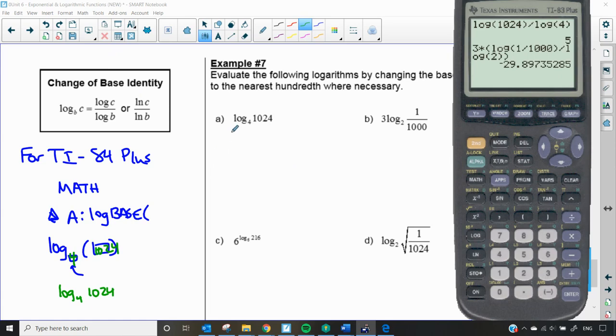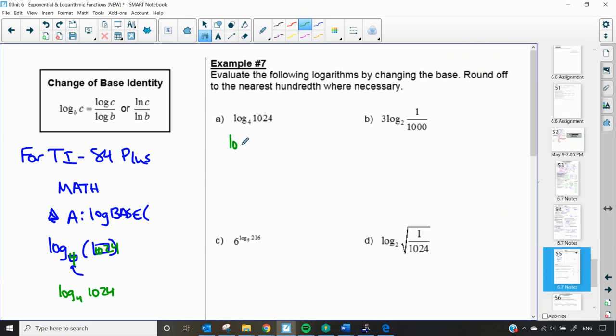All right, so let's write those in here. So for the first one here, we went log of 1024 divided by log of 4, and we got 5. For this one here, we went 3 times log of 1 over 1,000 divided by log of 2. And we got negative 29.90.